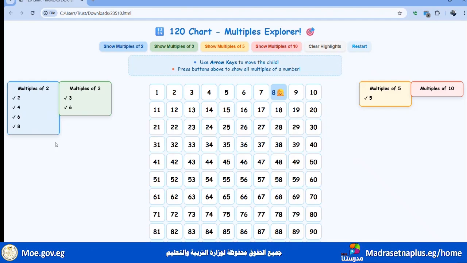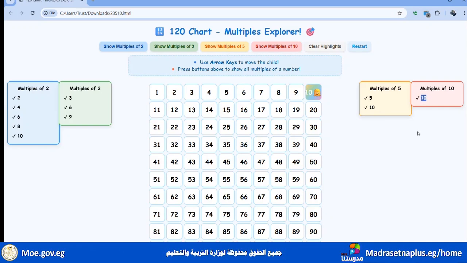Another step to the right. Number 9. Yeah, we can see 9 in the multiples of 3. What about 10? 10 appears in multiples of 2, multiples of 5, and multiples of 10. Here we can see 10 in multiples of 2. We can see 10 here as a multiple of 5 and as a multiple of 10.